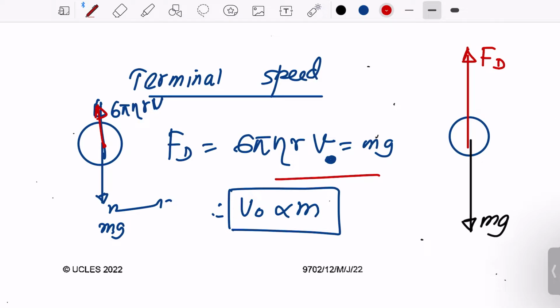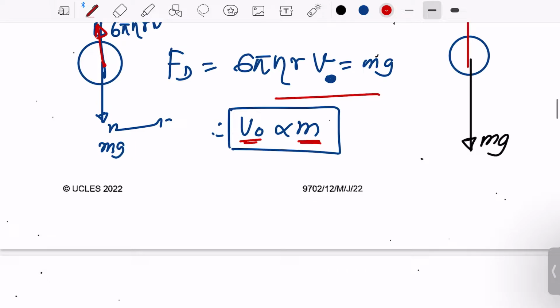From there I can find that your terminal speed depends on the mass of the object. Heavy objects move at a higher terminal speed, lighter objects move at a lower terminal speed. That's a very important understanding. Now is there any situation I can explain?